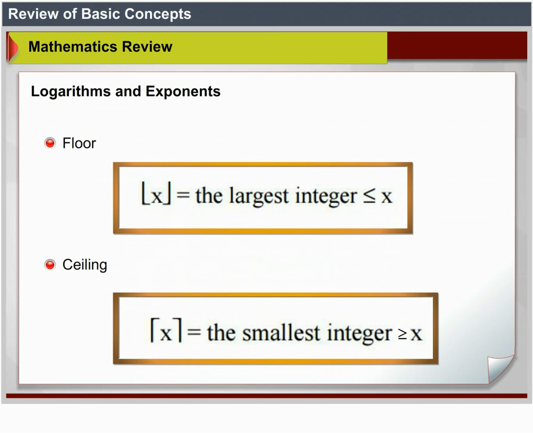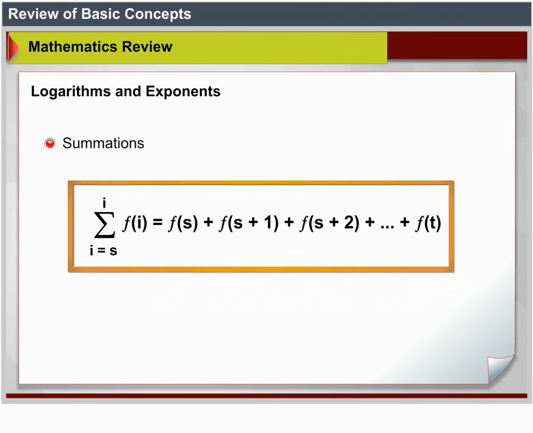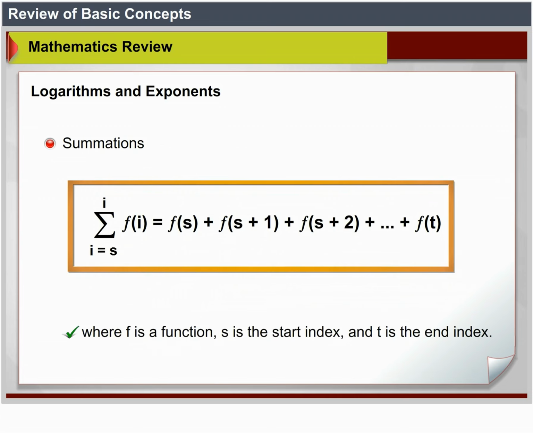Summations. Summation of i equal to s to t, f of i equals f of s plus f of s plus 1 plus f of s plus 2, it goes up to f of t, where f is a function, s is the start index and t is the end index.